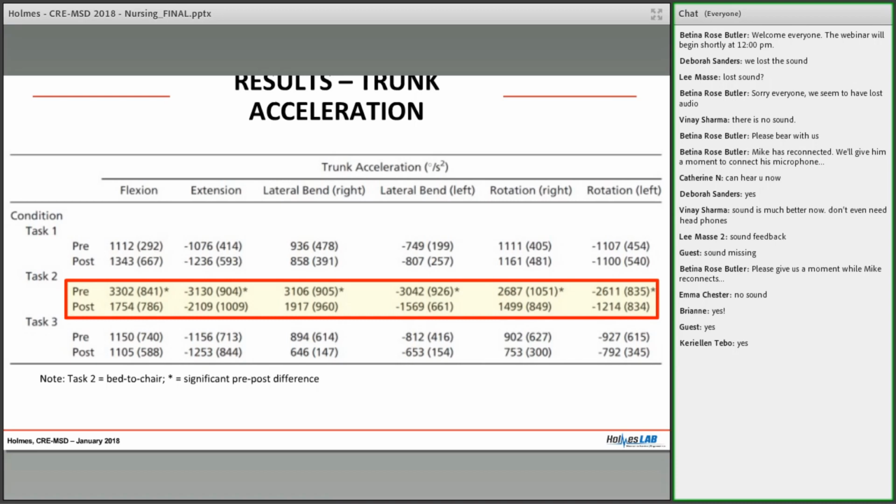And the same thing for trunk acceleration. We found, again, for the bed to chair task, significant reductions pre to post for all trunk acceleration rotations.